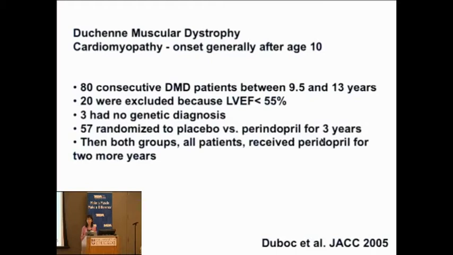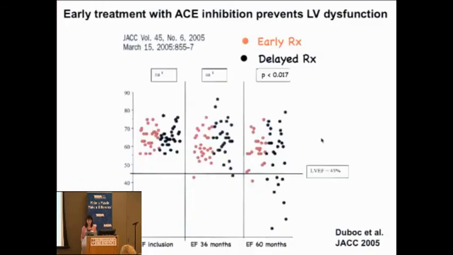Half of the patients got placebo. Half of the patients got started on perindopril, which is an ACE inhibitor. And I will say I think this works for all ACE inhibitors. I don't think it matters what ACE inhibitor you take. And then after 3 years, everybody got an ACE inhibitor. And then they looked at the results that they got.